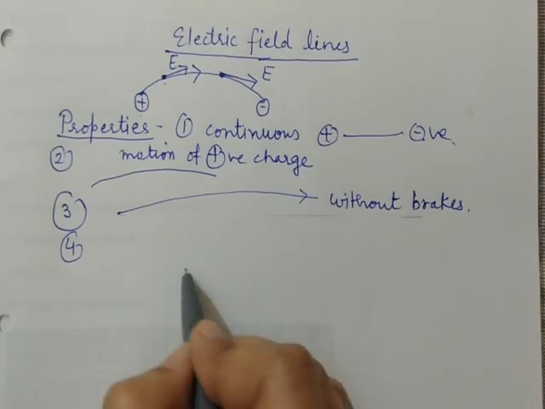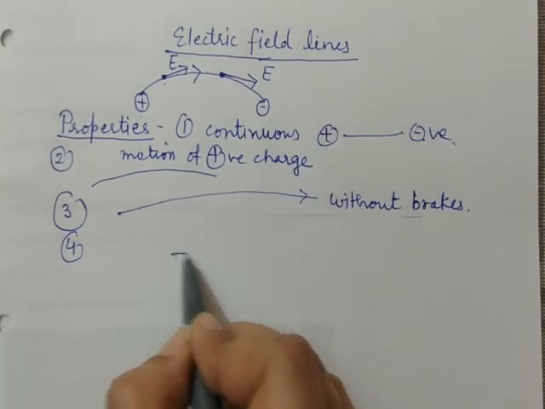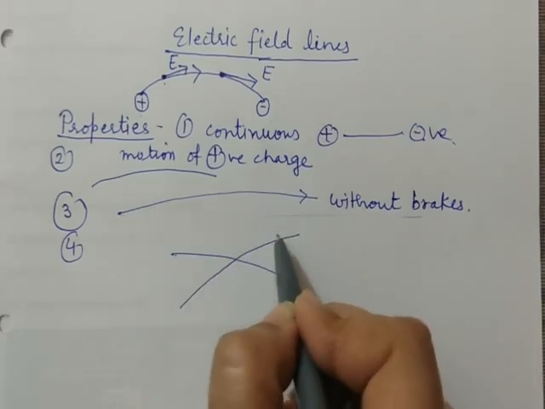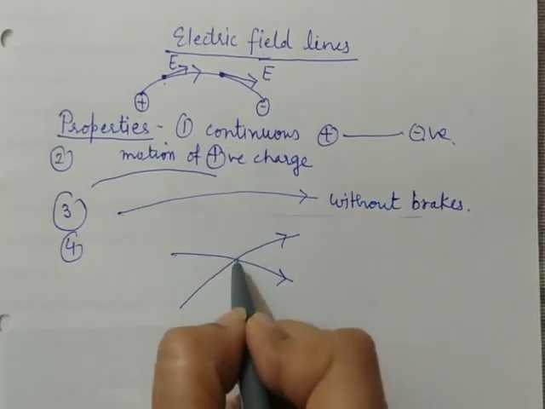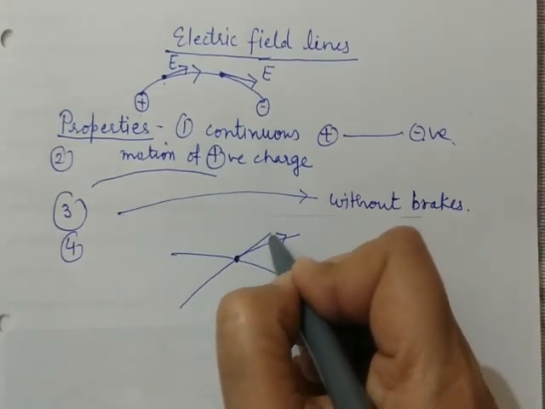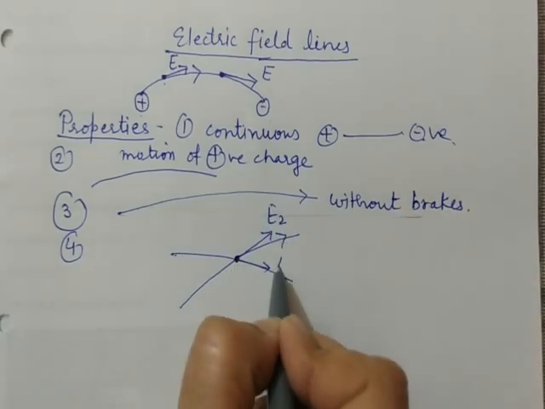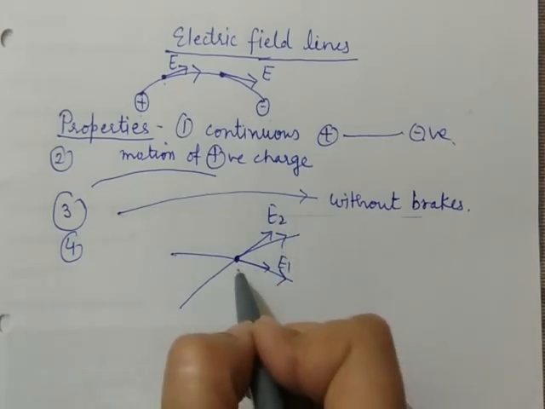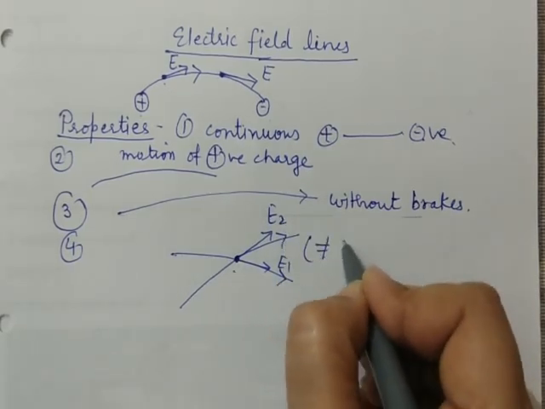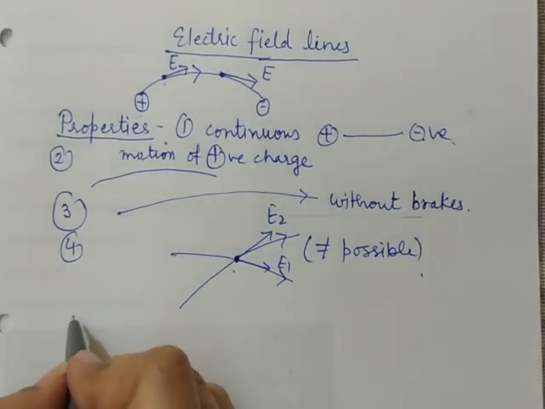Fourth property: two electric field lines never intersect each other. They always move apart from each other, because if they intersect, suppose these two electric field lines intersect, there will be a point of intersection, and at the point of intersection we can draw two tangents which will give us two directions of the electric field at the same point, which is not possible. So electric field lines will never intersect each other.